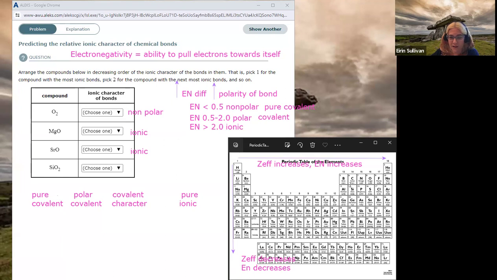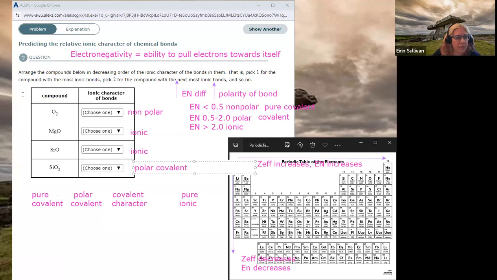And silicon dioxide, silicon and oxygen. Well, silicon's technically a metalloid, but I'm still going to predict covalent bonding here. So we're going to predict covalent bonding, but it's probably polar covalent. If you want to know for sure, you can check the numbers.